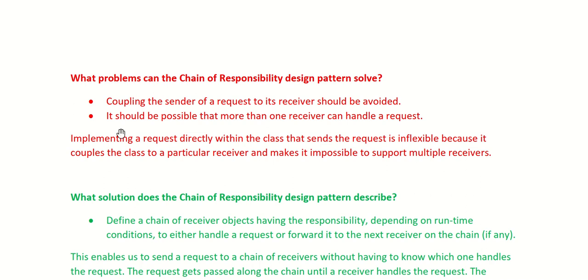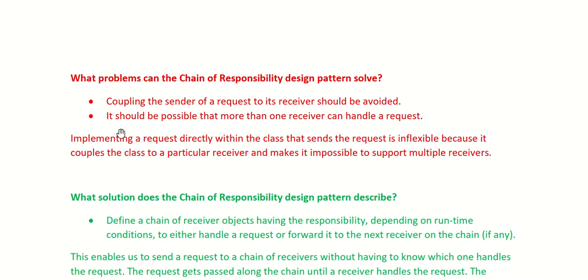They should be independent of each other, and it should be possible for more than one receiver to handle a request. So instead of having only one receiver for one particular request, we can give an option of multiple receivers. Whoever is capable of solving that request can fulfill it.